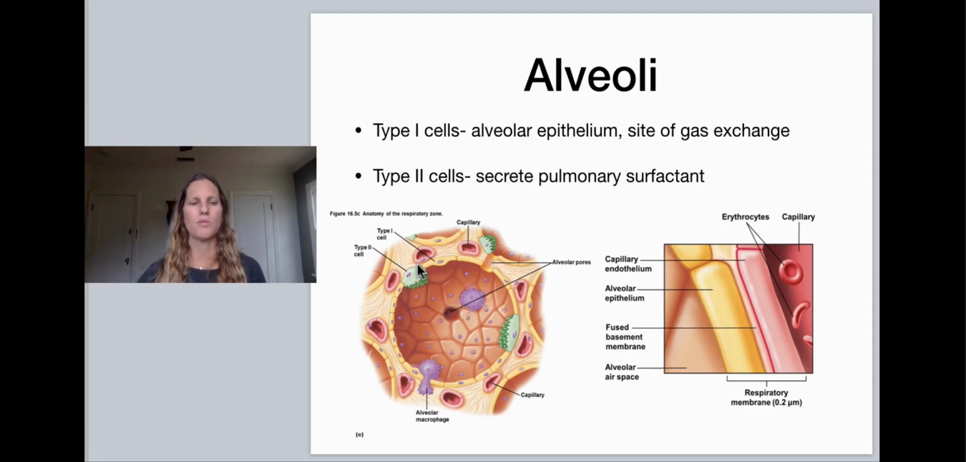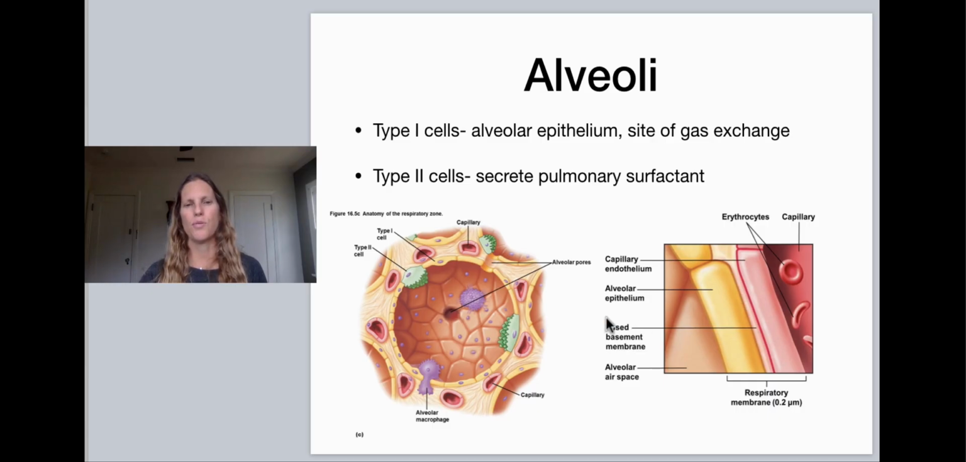If you've ever seen that, that's what's happening there. Okay, one other thing I want to mention here is the respiratory membrane. What you're seeing in this picture, and I think this is a very important picture to have in your mind, is the interface between the alveolar wall here and the capillary wall here. And then in the middle here is the basement membrane.